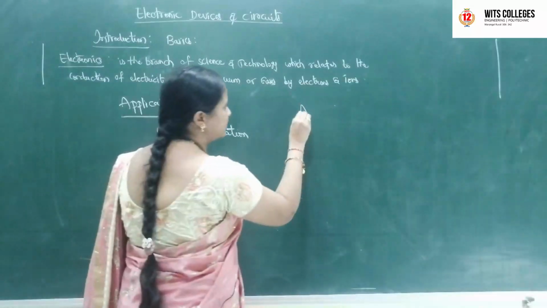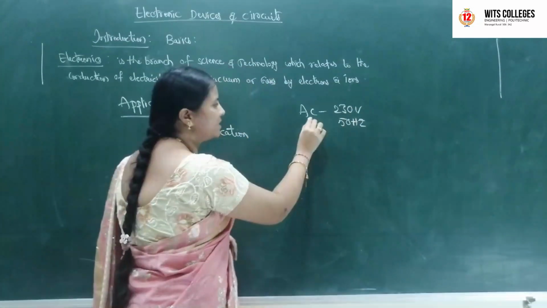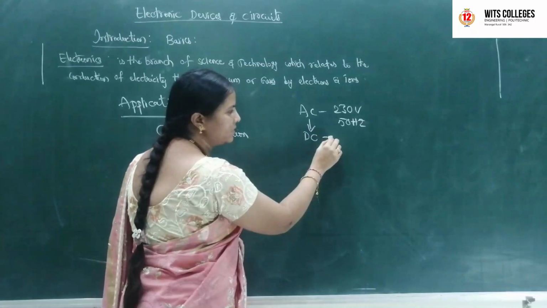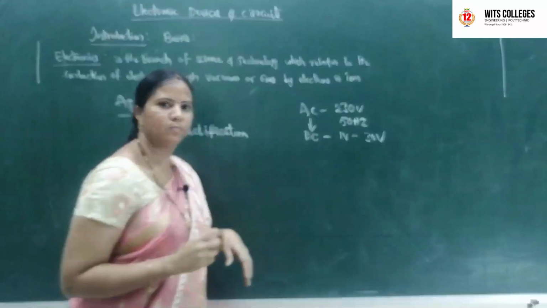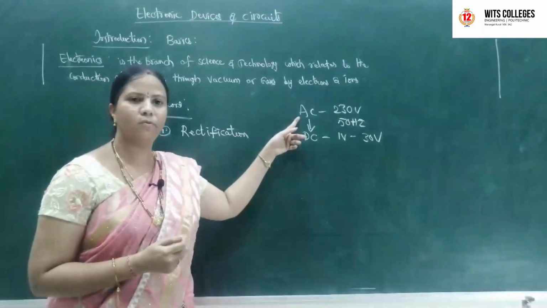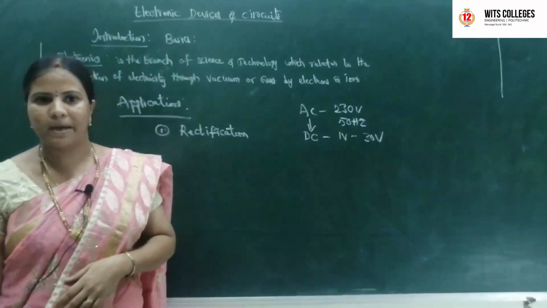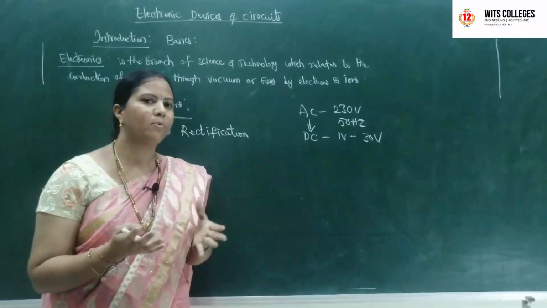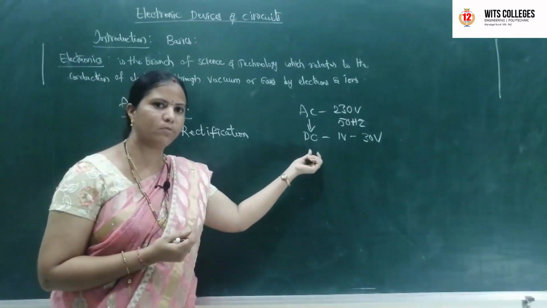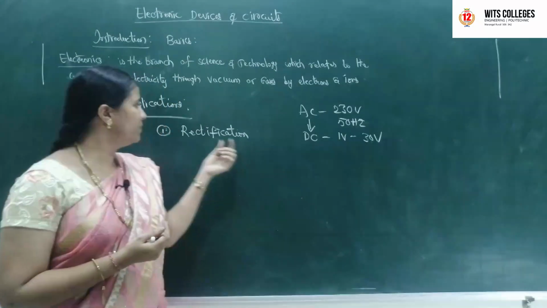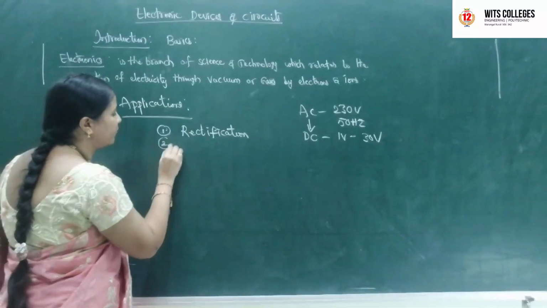Actually AC voltage is 230 volts, 50 Hz. So if you convert this AC voltage into DC voltage, it is up to 1 volt to 30 volts. So by converting AC voltage to DC voltage, we can use this DC voltage for your electronic appliances in your lab. In your lab, all the electronic devices are used by using DC voltage only. That's why one of the applications of electronic devices is rectification. So next is amplification.